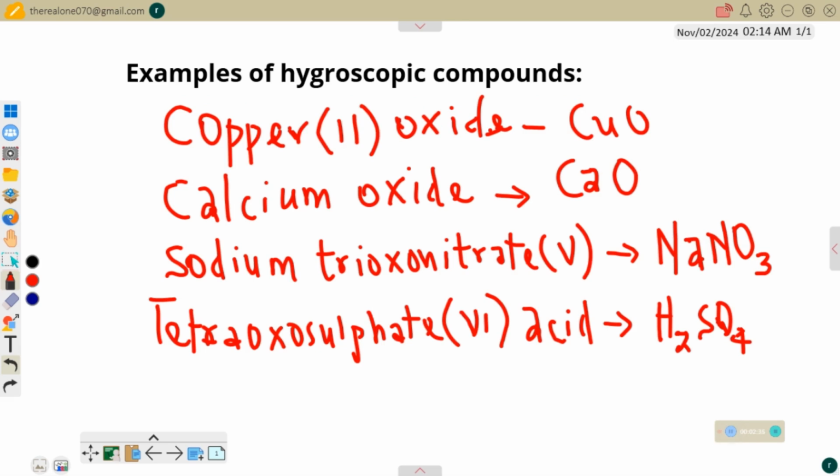Now let's see examples of hygroscopic compounds and deliquescent compounds. These are examples of hygroscopic compounds. The first one is copper(II) oxide, CuO. The second one is calcium oxide, CaO. The third one is sodium nitrate(V), NaNO3. And finally, we have tetraoxosulfate(VI) acid, H2SO4, which is the only liquid among the hygroscopic compounds. We have many other examples, but these are the common ones.